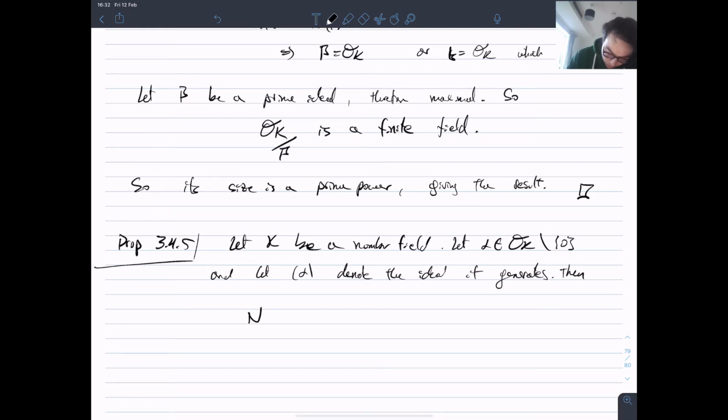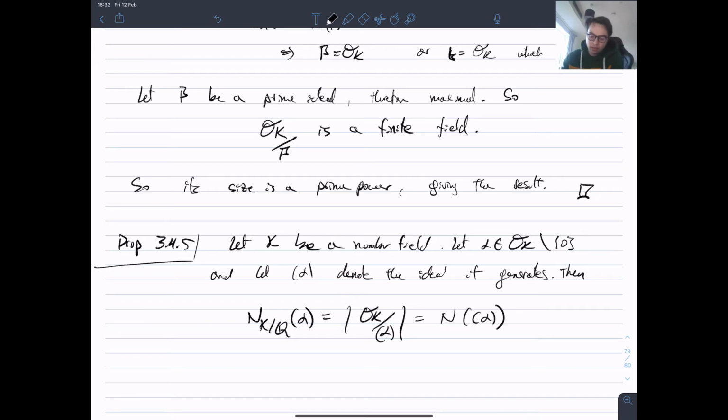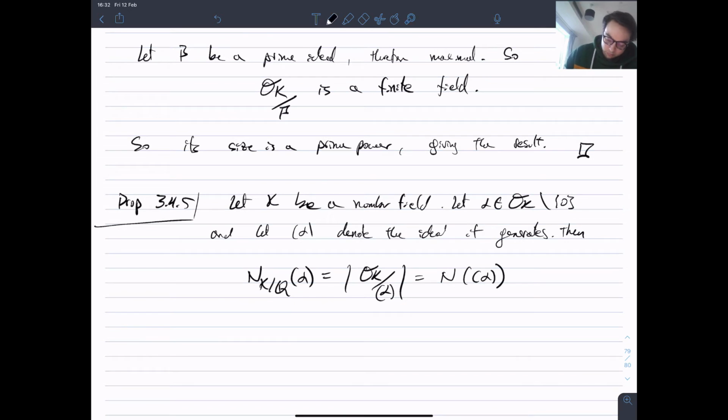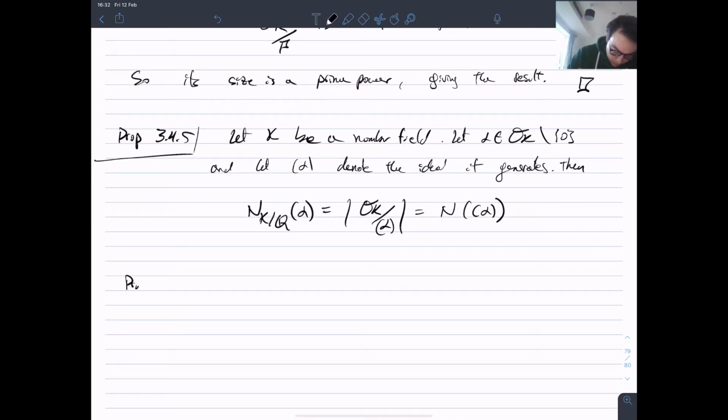We have that the norm from K to Q of this element is the same thing as the size of O_K mod (alpha), which is the norm of this ideal by definition. So the norm of an ideal generated by a single element is the same thing as the norm of that element. This is maybe the best reason why this should be called the norm. So let's prove this.